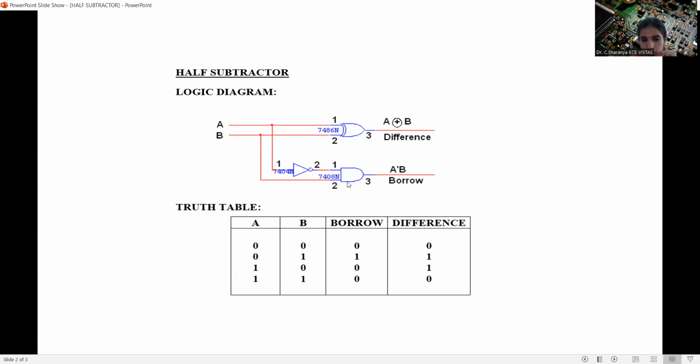So first draw an AND gate. Since it is A bar, we can take a line from A and pass it through the NOT gate so that it becomes A bar. We know the NOT gate inputs and outputs. So A is converted to A bar here and given as the first input. B we can take directly from the previous input and give it to the second pin. The output taken at the third pin is nothing but borrow, which is nothing but A bar B.